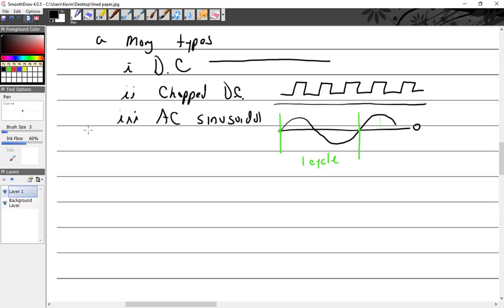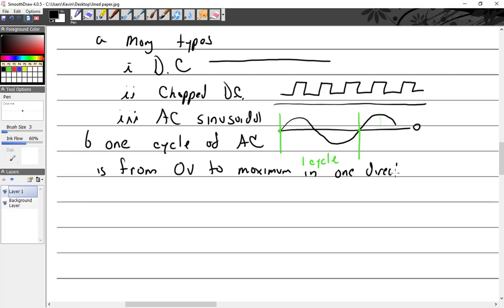So here we go, B. One cycle of AC is from, well, no, it just looks ugly. From, let's say, 0 volts to maximum in one direction. Returns to 0, increases to a maximum.